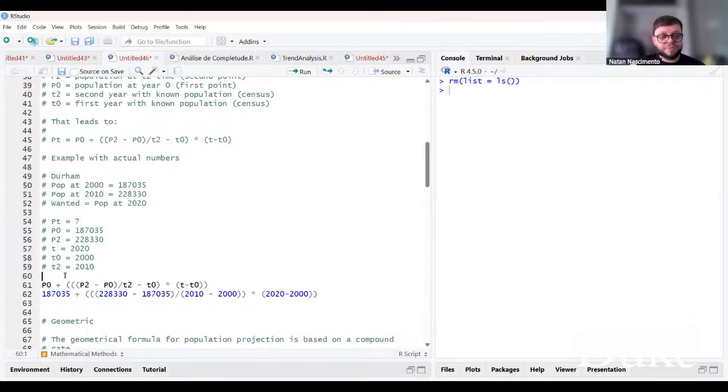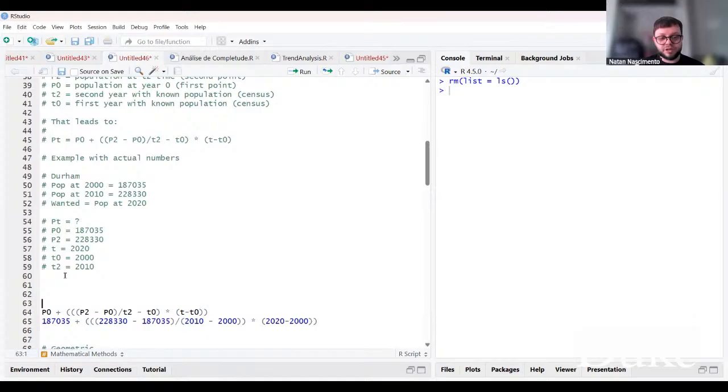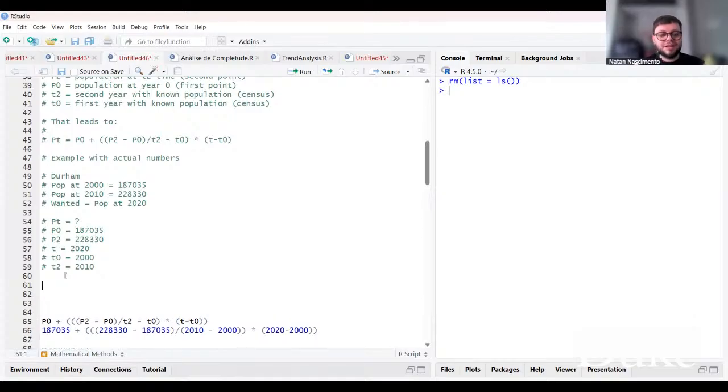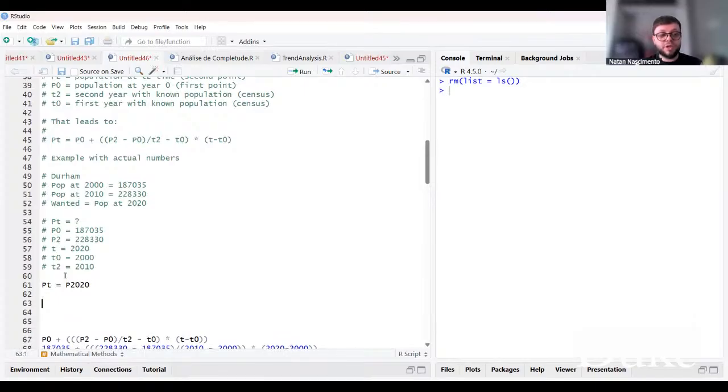So what we do, the formula, I'm going to use this and then create it with you. The formula is to get the population at a certain time, this meaning the population at 2020, we will need the population at time 0, meaning 2000, it's 187,035.